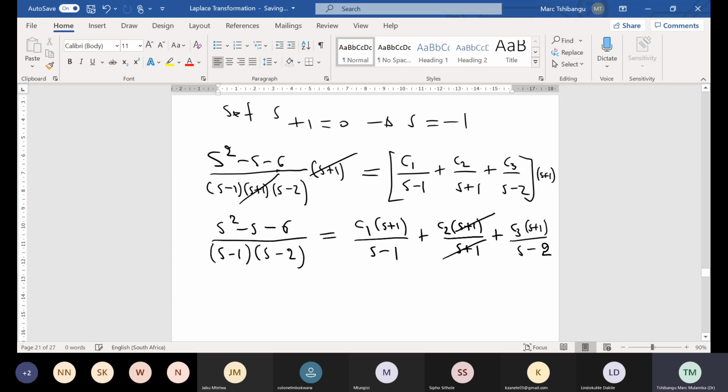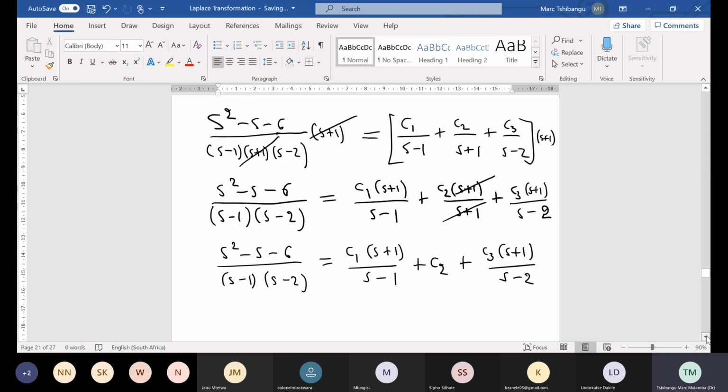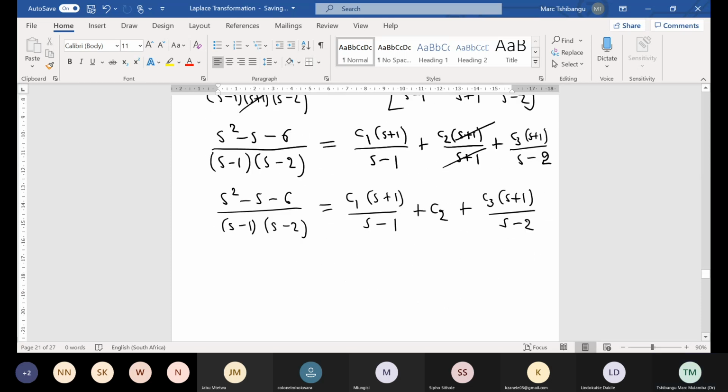That's it. So we can rewrite this as (S squared minus S minus 6) over (S minus 1)(S minus 2) equals C1 over S minus 1 plus C2 over S plus 1 plus C3 over S minus 2. Nothing to be cancelled. We can now substitute S equals negative 1.